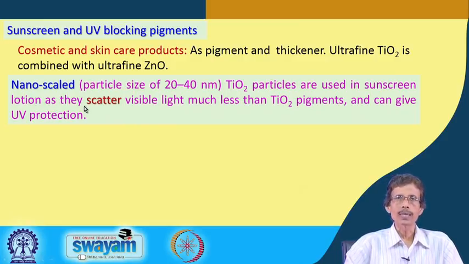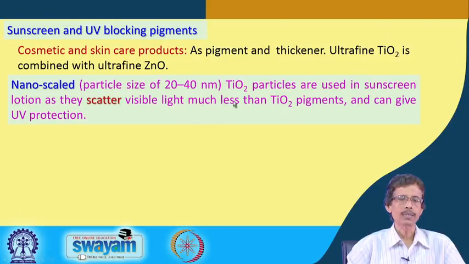Then we go down the particle size, since we are using this for cosmetic material, which is different from your typical inorganic paint material. So, a size in the range of 20 to 40 nanometer will be useful for this lotion formation, and basically those particles scatter visible light much less than the TiO2 pigments and can therefore give you UV protection. So, the scattering is of that particular mechanism.